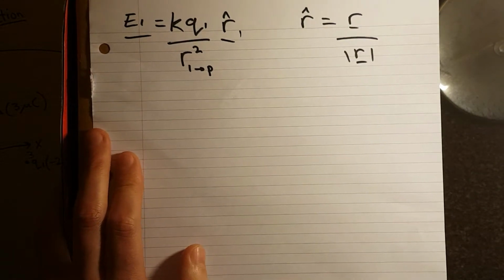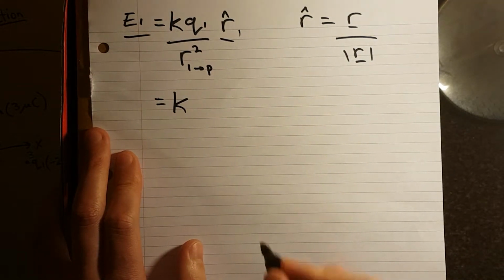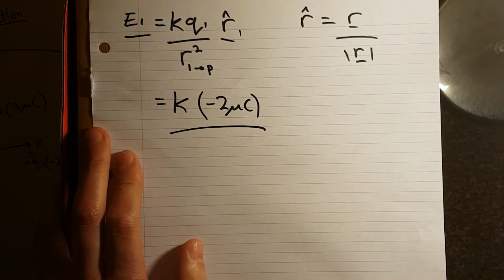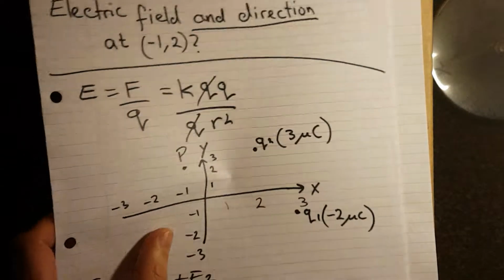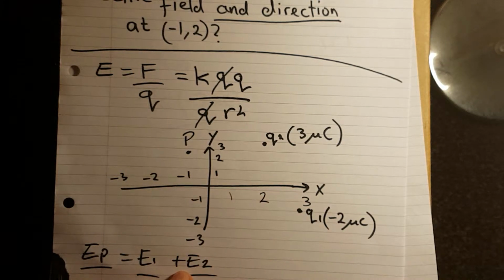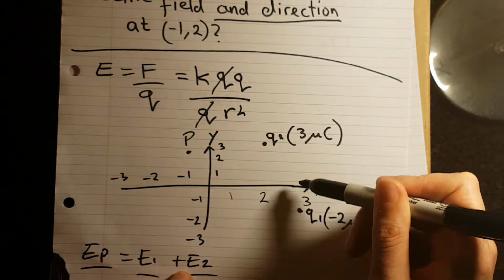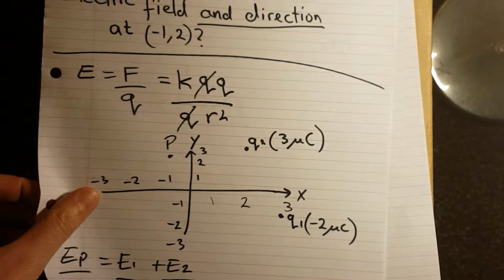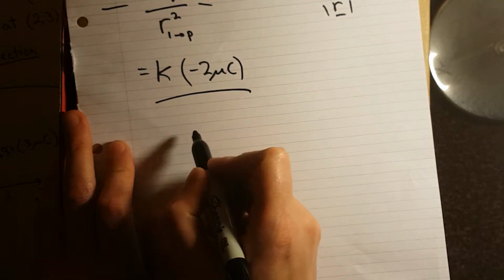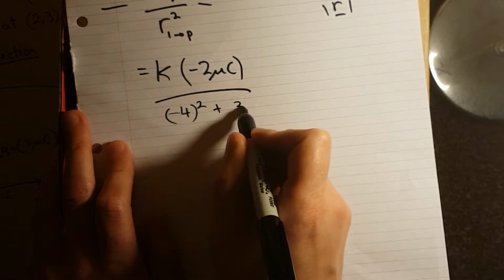Nice and simple. So, E1 is equal to Coulomb's constant times Q1, which is -2 microcoulombs, over r squared. In this case, the vector is -4 in the X direction, and 3 in the Y direction. So r squared is going to be the magnitude of the vector, which is -4 squared plus 3 squared.